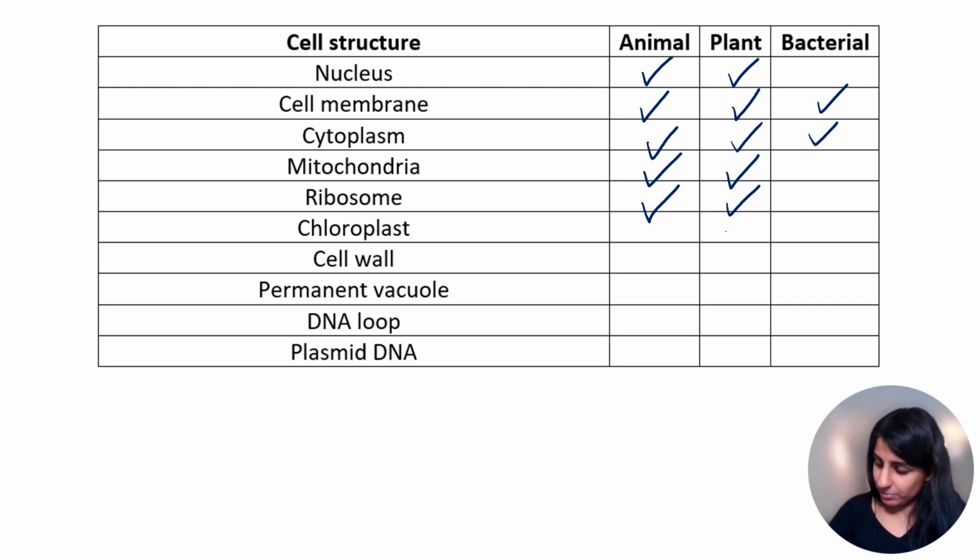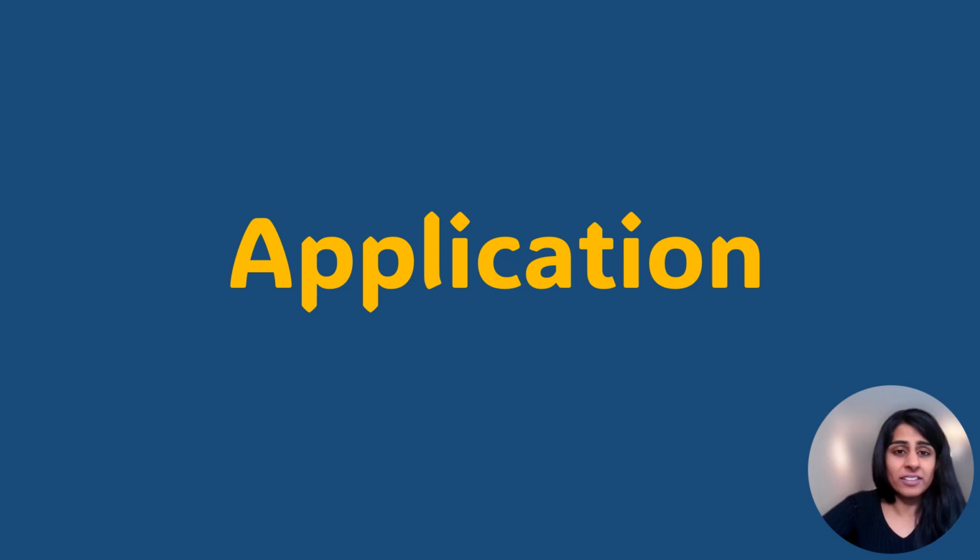Chloroplast only in plant cell, because only plants will carry out photosynthesis. Animal cells and most bacterial cells do not. Cell wall found in plant cells which are made of cellulose, and in bacterial cells where it's not made of cellulose. Permanent vacuole in a plant cell, and then the DNA loop and plasmid DNA are only found in bacterial cells. So now we're going to look at some application. I'm going to apply our understanding to some questions.